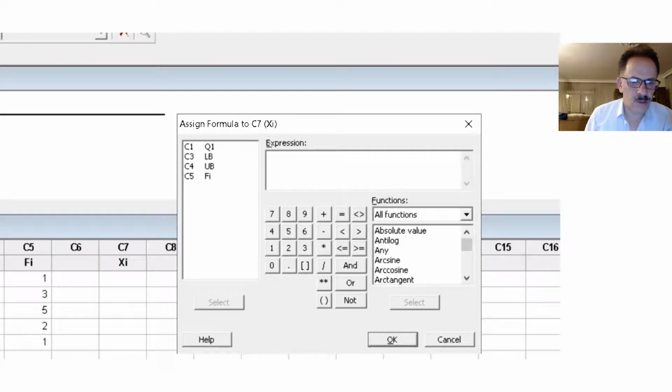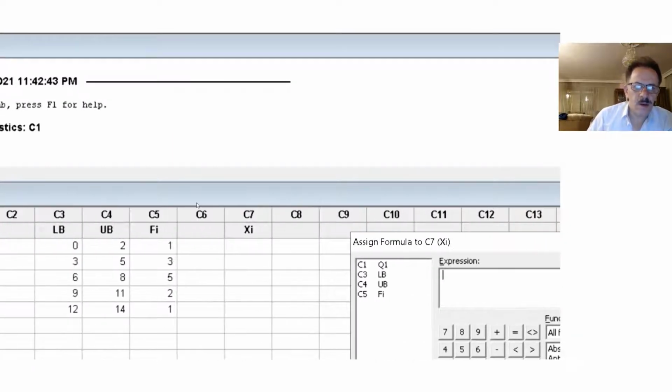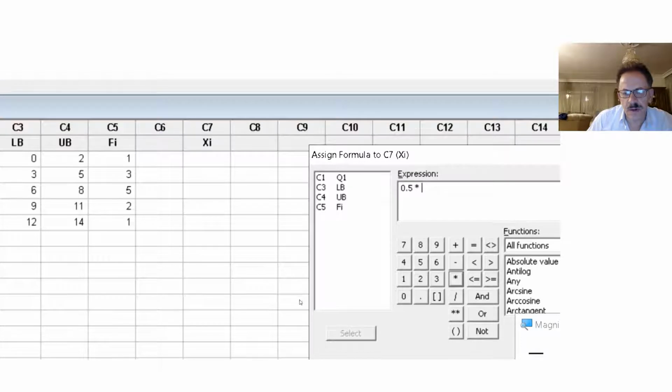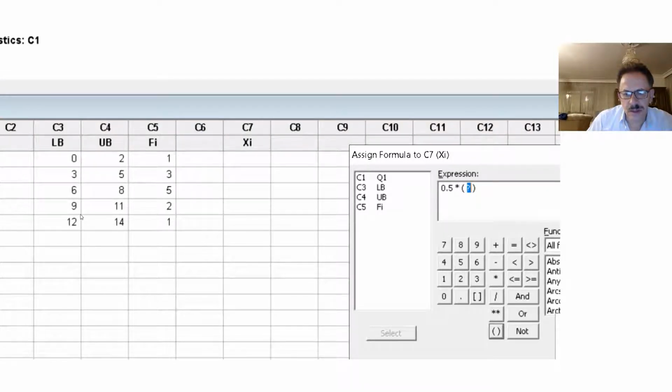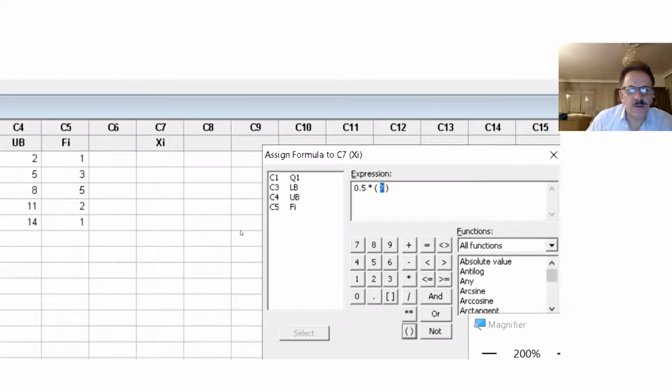Okay, I will go with the Minitab. So I will go to this function. I will say okay. This column, which is column 7, is equal to upper plus lower divided by 2. Or I will say okay, this will be 0.5 times, open a bracket, of the upper boundary, which is the column C.